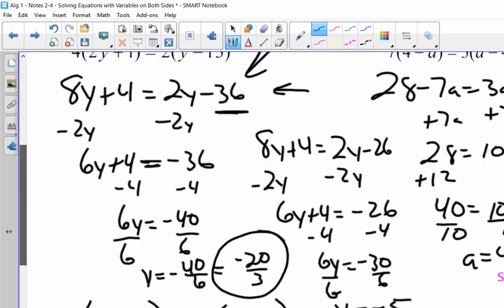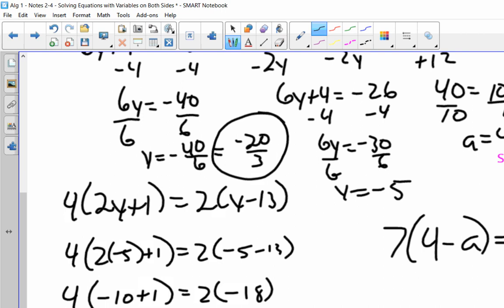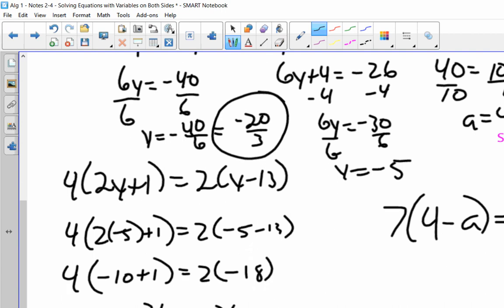All right, so the second question, checking it, I get this. I found out that A is 4. So I'm going to go ahead and put a 4 in wherever I see an A. Inside the parentheses, 4 minus 4 is 0. And 0 times anything is 0. Inside here, I get 4 minus 4 is 0. Anything times 0 is 0. So I got that one right too.